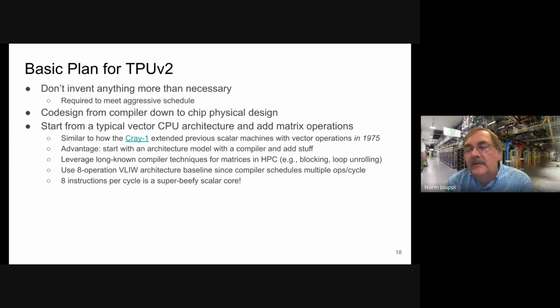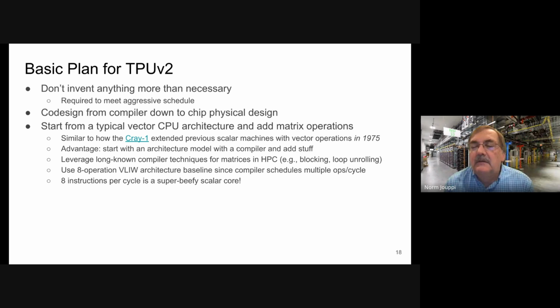We did some other things that the Cray-1 did. What we did was start from a typical vector CPU architecture and add matrix operations. I'll show a diagram of that on the next page. That allowed us to keep the same architecture model of a system without the matrix operations, and there were a lot of vector extensions to CPUs at the time. We didn't obviously implement those instructions into our architecture, but that was the basic principle.